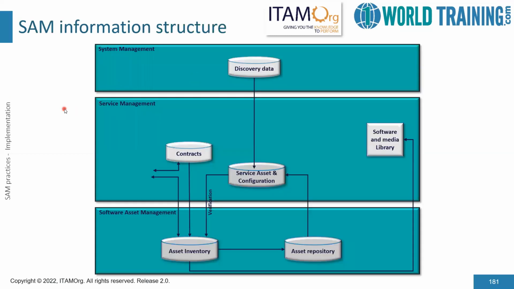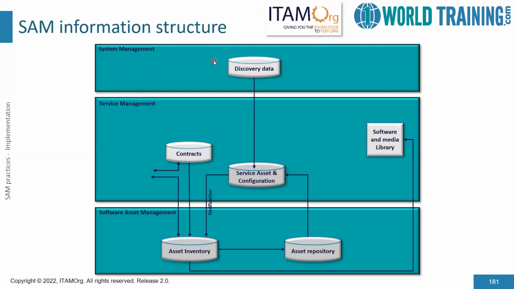Then we have a little bit on the SAM information structure. We have at the top systems management, then we have service management in the middle, and we have the software asset management at the bottom. We see that there are connections between these layers. Service management is about the overall IT service management, which has a lot to do with contracts, the service asset and configuration data, and the software media library, and many other things there.